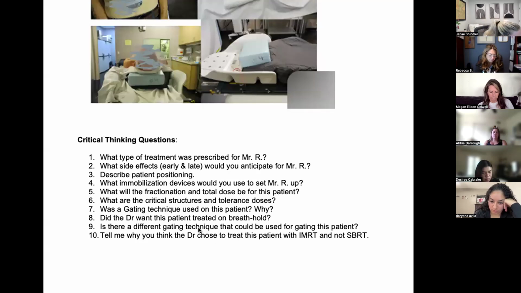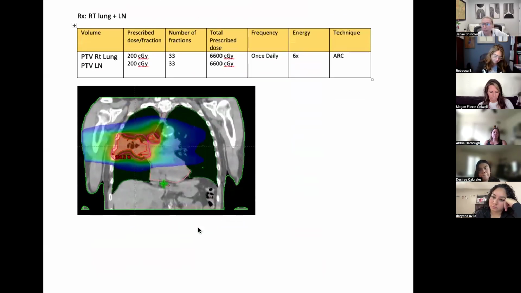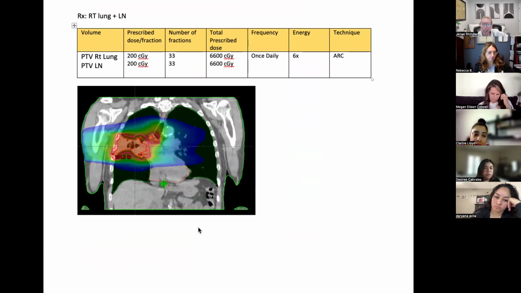Oh, this is a good one. Clarice, why do you think this was not a candidate for SBRT? Because it's close to critical structures, it's a higher risk for toxicity. Yeah, it is close. Sometimes I can SBRT something close to a critical structure. But it is close to multiple. I mean, it goes side to side. For me, the thing is, it's just so darn big.